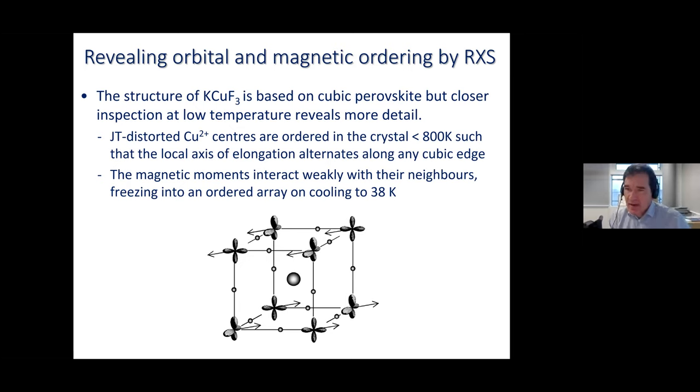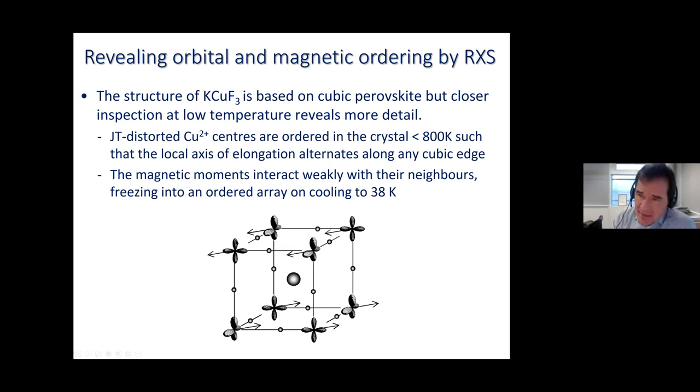And we see in the resonant X-ray scattering a very marked effect as a consequence of this. What we also see is that because the copper orbitals are not completely occupied, there is a magnetic moment associated with each one. And as we cool that material down, and I've depicted that magnetic moment with these little arrows here, if we cool it down below a certain temperature, the magnetic forces between the atoms overcome the thermal energy, and you get freezing into a magnetic ordered array.